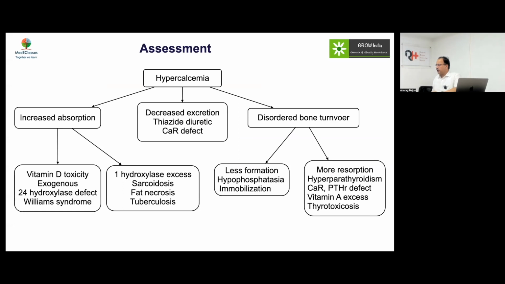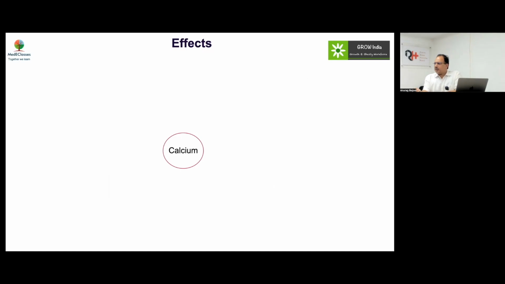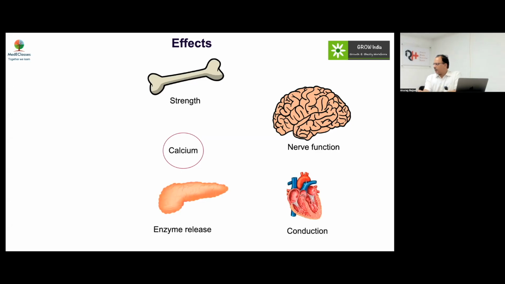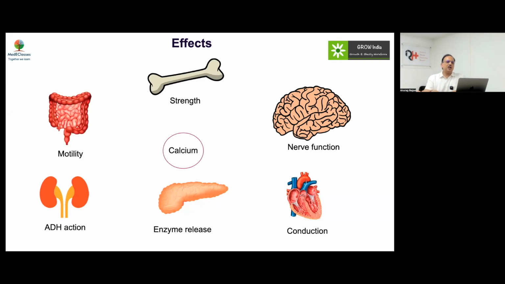The key questions to look at in this setting are: is it really hypercalcemia? What is the particular site, and what is the individual cause, to identify the diagnosis and management? Hypercalcemia will have multiple manifestations as calcium affects different parts of the body. It affects bone strength, neurotransmitter stability and nerve function, cardiac contractility and conduction, and release of enzymes. If your calcium levels go up, you will have release of more enzymes, which may result in a pancreatitis-like situation. It is also known to induce ADH resistance, causing a nephrogenic DI situation, and affects gut motility.